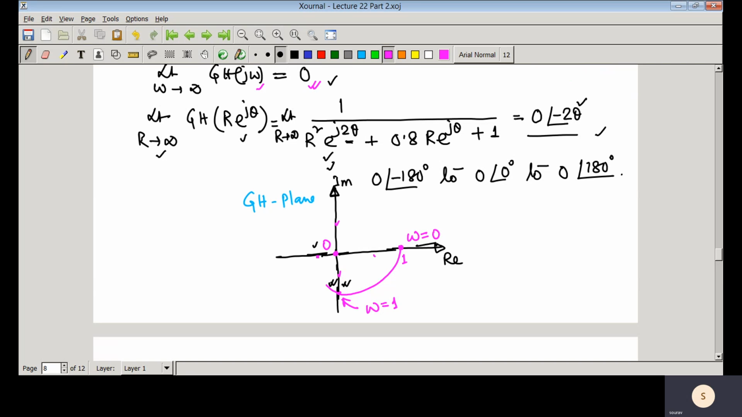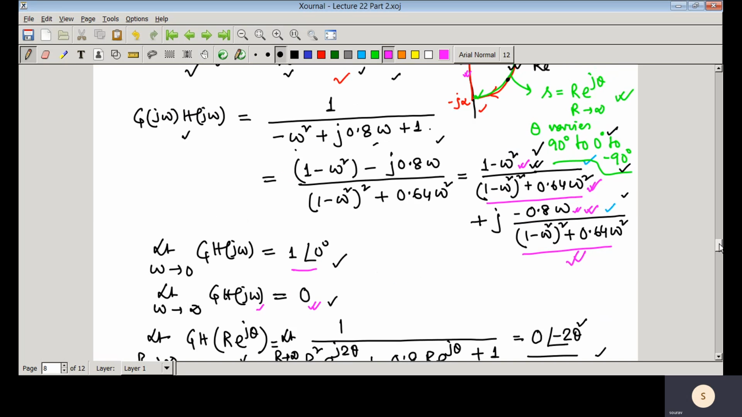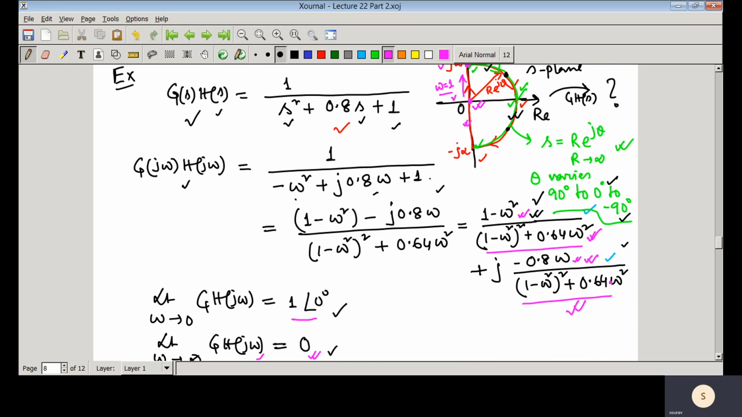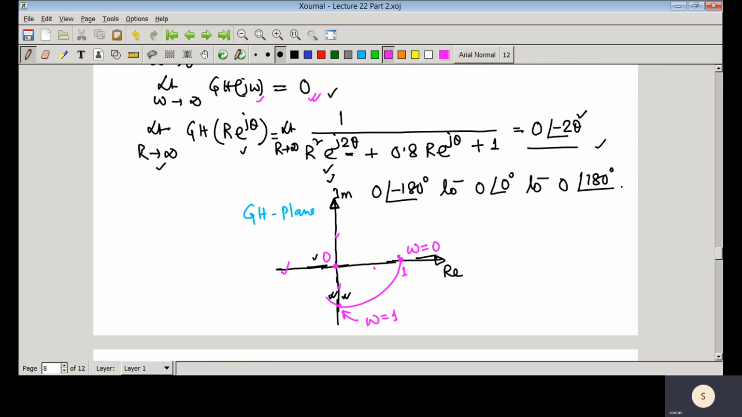Now the point is, would it cut this one? No, because we have seen that omega equal to 0 and omega equal to infinity are the only two frequencies where the imaginary part equals 0. That means it will come to the real axis only there, so there is no way.